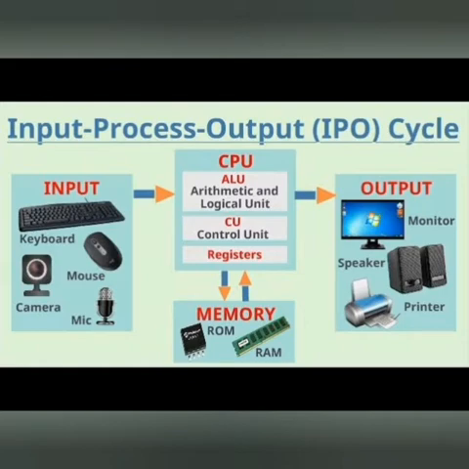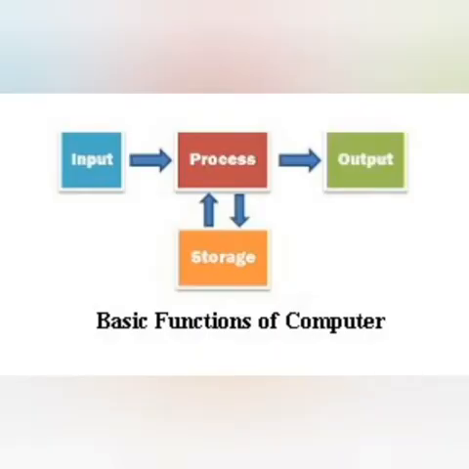Output. The result of processing data is known as output. The output is displayed through the output devices such as monitor, printer, or speakers. Thus, the IPO cycle can be represented or carried out by using various input devices like keyboard, mouse, scanner, microphone, and various output devices like monitor, printer, speakers, headphone, along with the processing device, that is CPU.